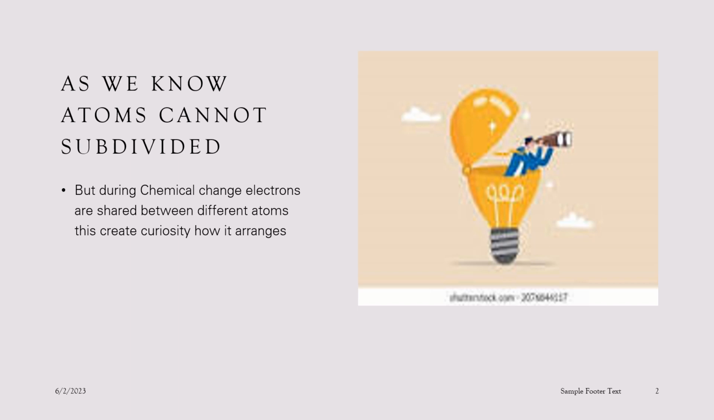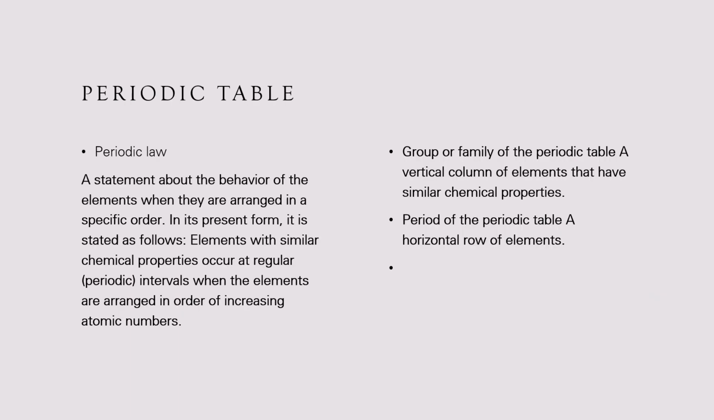As we know from the previous video, the atom is the smallest unit which is not further subdivided. So whenever we form any kind of chemical bond, there is always involvement of electron exchange, and this creates a little bit of curiosity among us about how these electrons are arranged within atoms. So we are going to get knowledge about it.